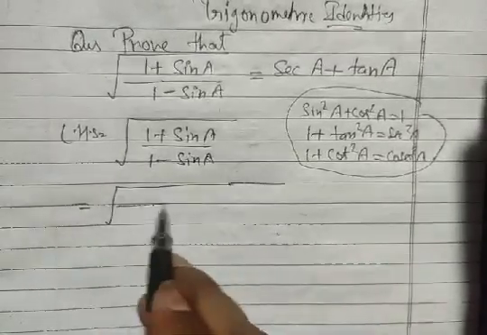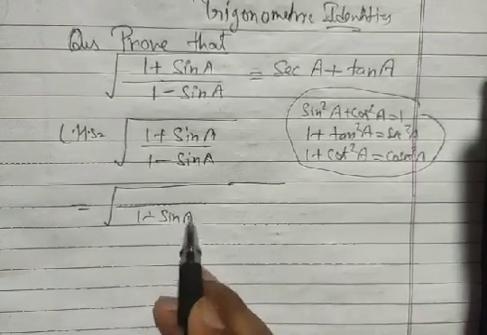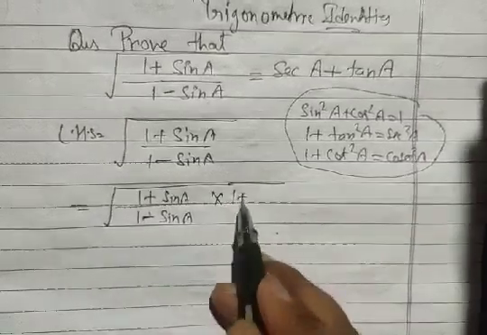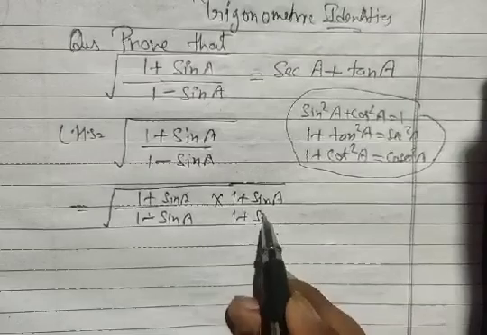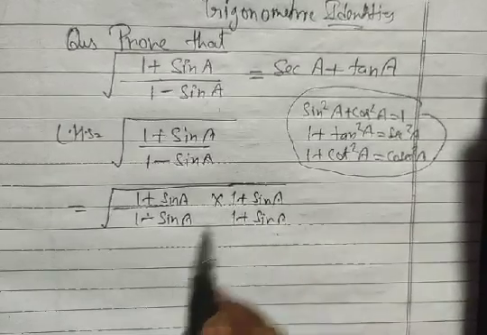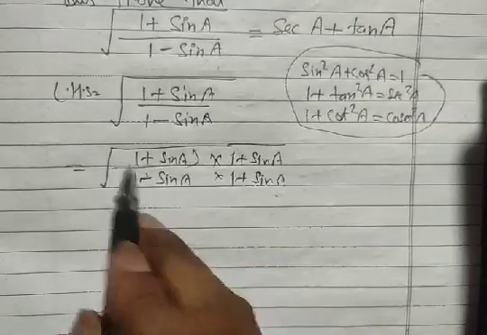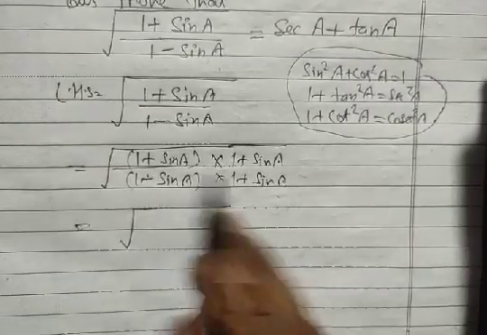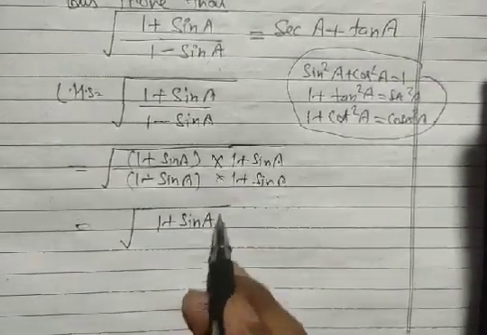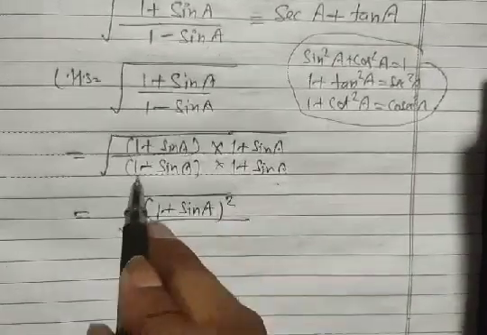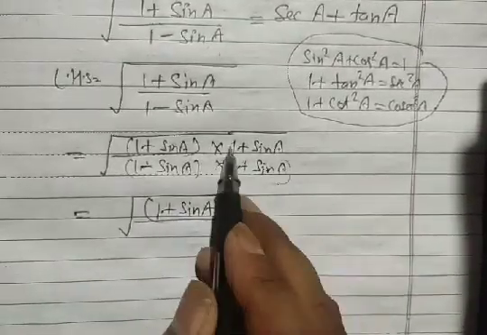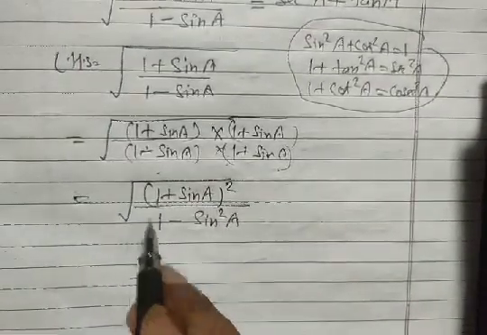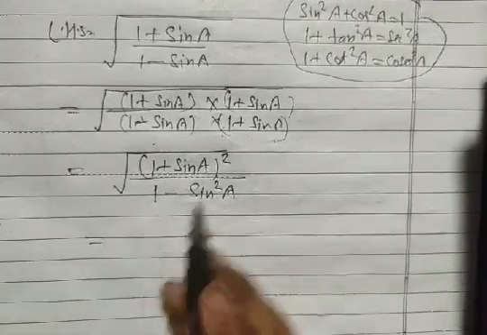Rationalize the denominator. We have 1 minus sin a in the denominator, so we multiply numerator and denominator by 1 plus sin a. Then what we have is the square root of (1 plus sin a) whole square, since 1 plus sin a times 1 plus sin a is 1 plus sin a whole square. In the denominator it's a minus b into a plus b, so we have a square minus b square. The square of 1 is 1, already there. Taking the square root of the numerator.